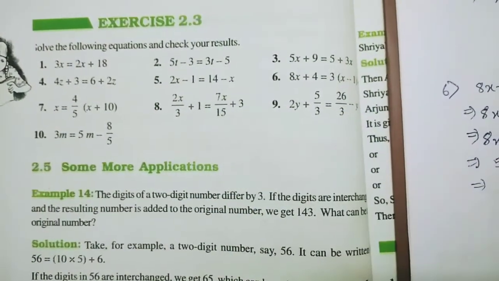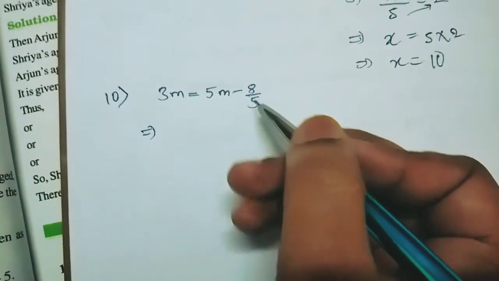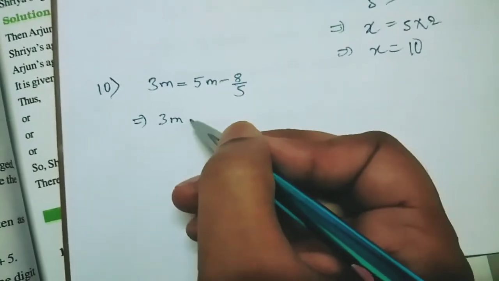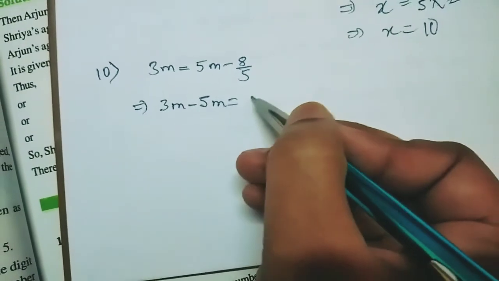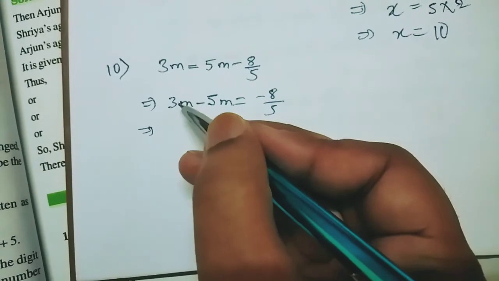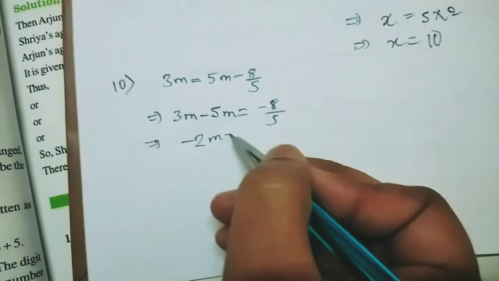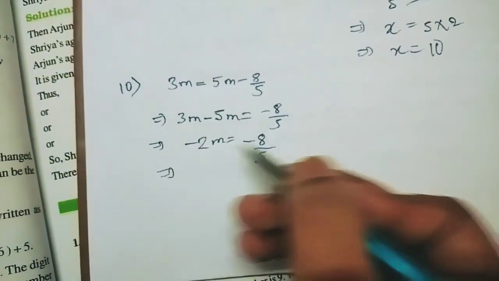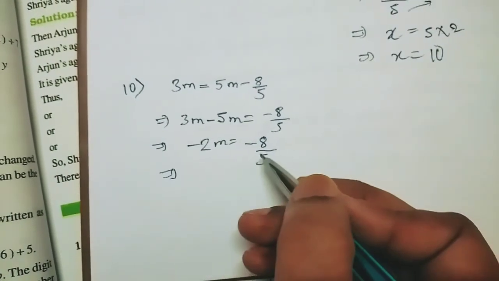Next question number 10. Now in this question, 3m equal to 5m minus 8 by 5. So what you do, you will bring this 5m to this side. So 3m minus 5m, because it is plus, then it will become minus now, equal to minus 8 by 5. Okay. Now what will be the answer? 3m minus 5m, it will be minus 2. Minus 2m equal to minus 8 by 5. Okay. Now what you do? This minus minus will cancel out.